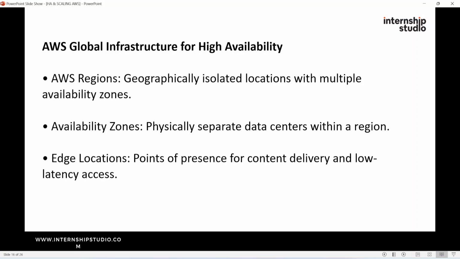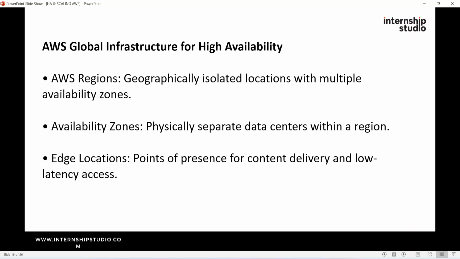Next, we need to understand the AWS global infrastructure for high availability. High availability is not possible without having a global infrastructure. If you have all the data centers in a single country, you can't say that your systems are highly available, because it's not spanning across the globe, right?